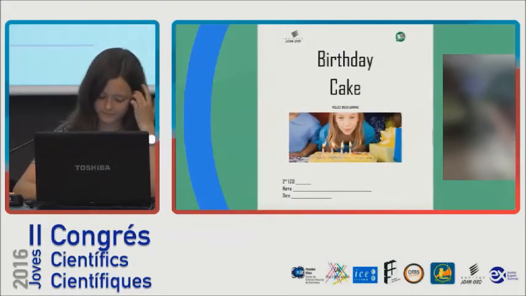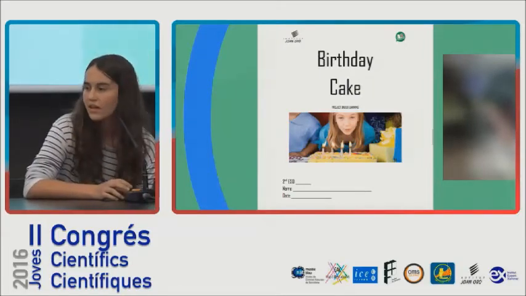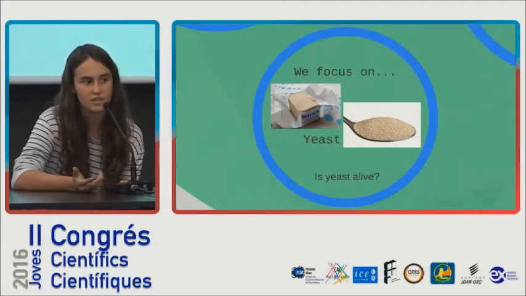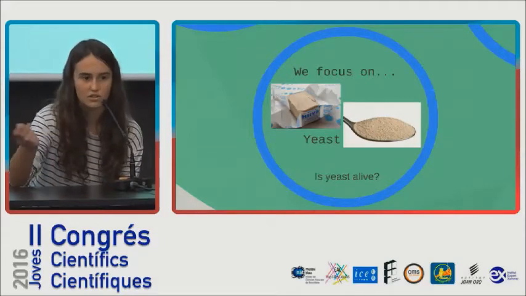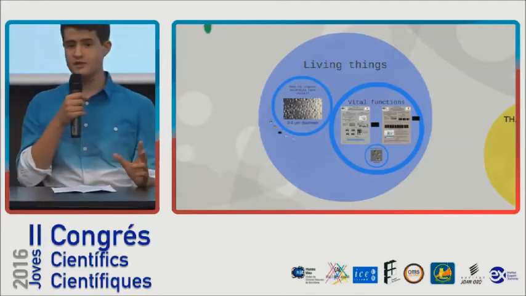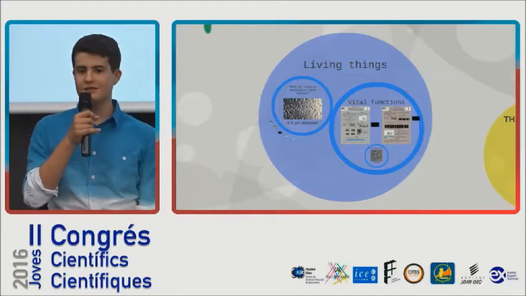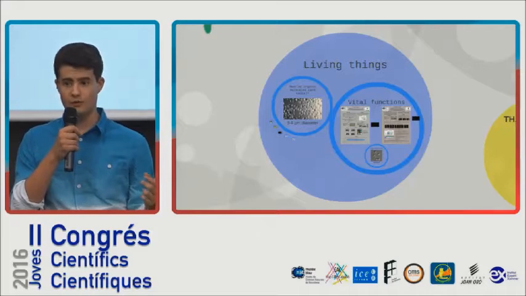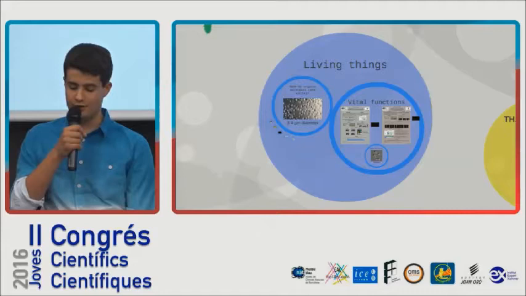Well, one of these projects was called Birthday Cake, and the main issue was cells and vital functions. In this project, we had to investigate Saccharomyces cerevisiae, that is a type of yeast, and discover if it's a living thing or not. So today, we are going to explain our results. We studied the main characteristics of living things. We discovered that they are all made up of cells and they all have 3 vital functions. Then we looked if yeast had these characteristics or not.